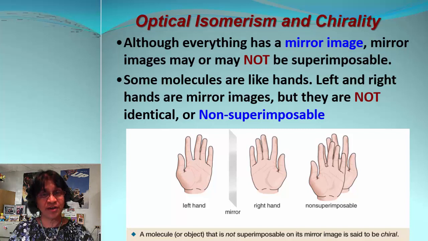So let's get to our optical isomerism, or enantiomers, and the chiral center.